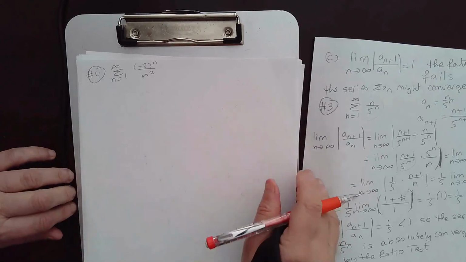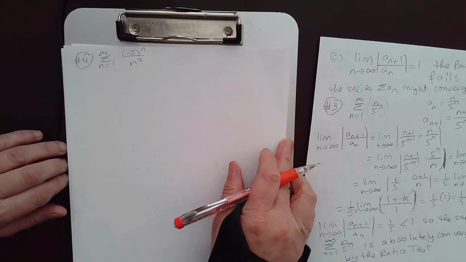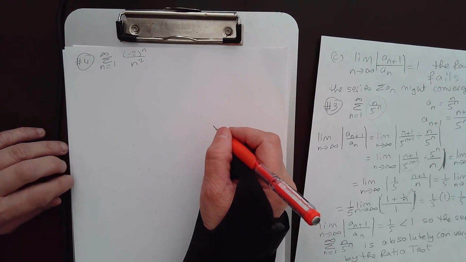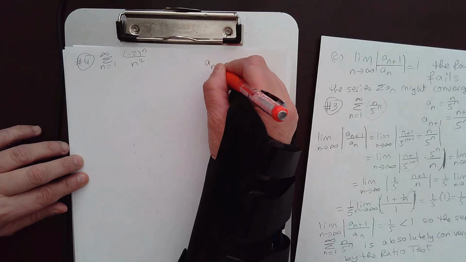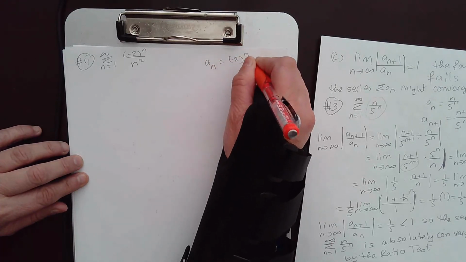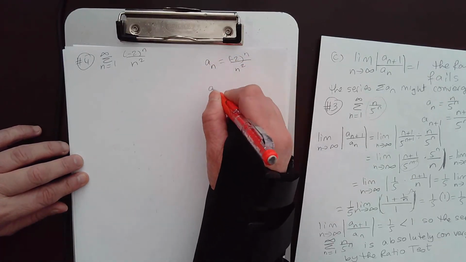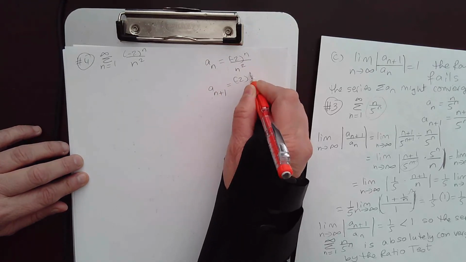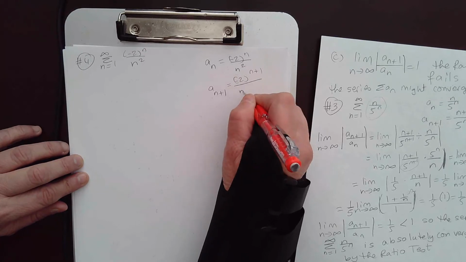So let's do one more problem. Here is number 4. They ask us to determine whether the series is convergent or divergent. So you have a_n is negative 2 to the n over n squared, and a_(n+1) is negative 2 to the n plus 1 over (n plus 1) squared.